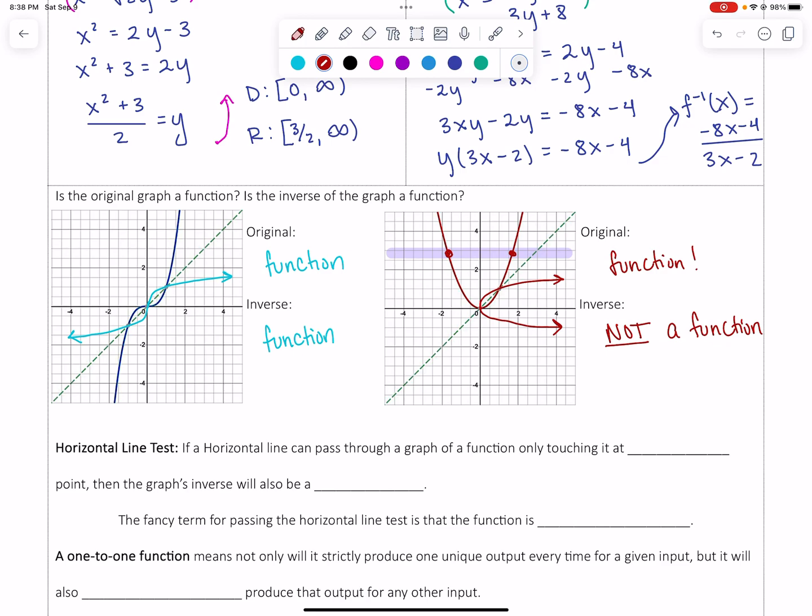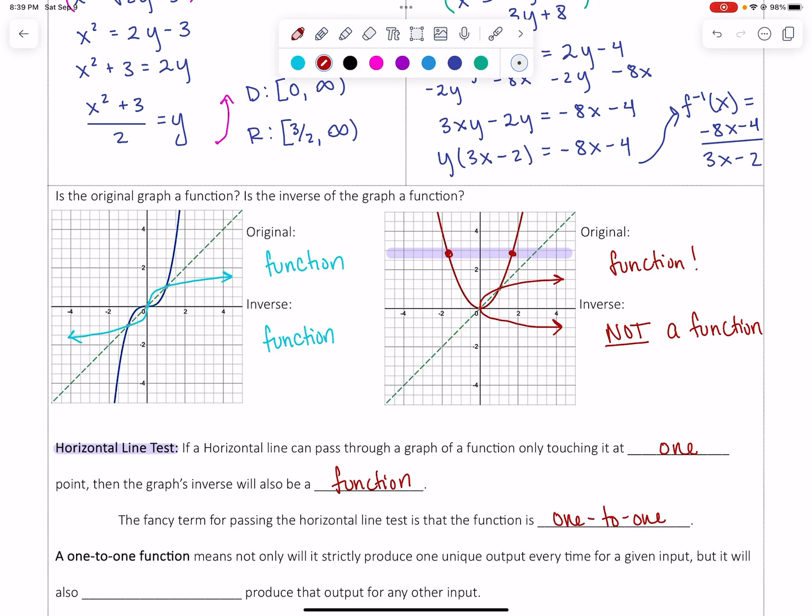So what we can say is, we now have the horizontal line test. You're all used to the vertical line test. Horizontal line test: if a horizontal line can pass through a graph of a function, only touching it at one point, then the graph's inverse will also be a function. The fancy term for passing the horizontal line test is that a function is 1-to-1. There should be little hyphens in there.